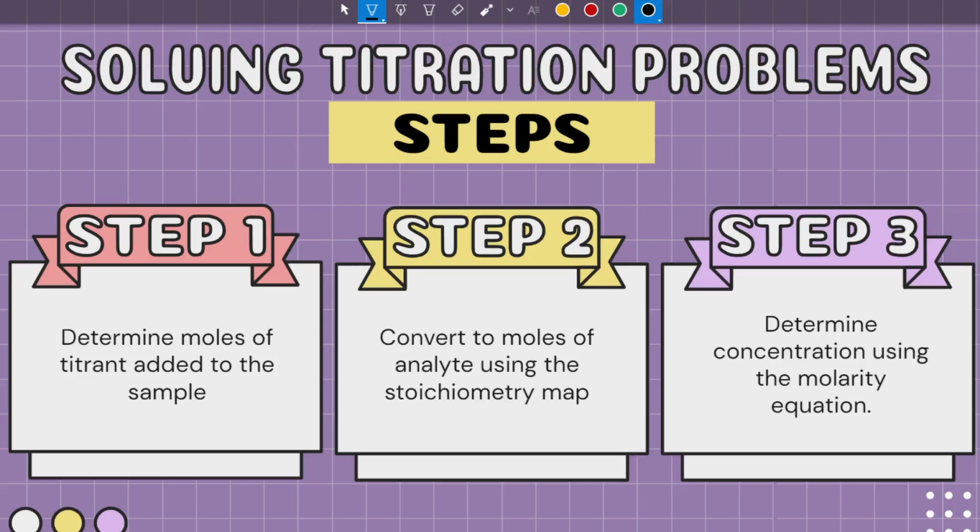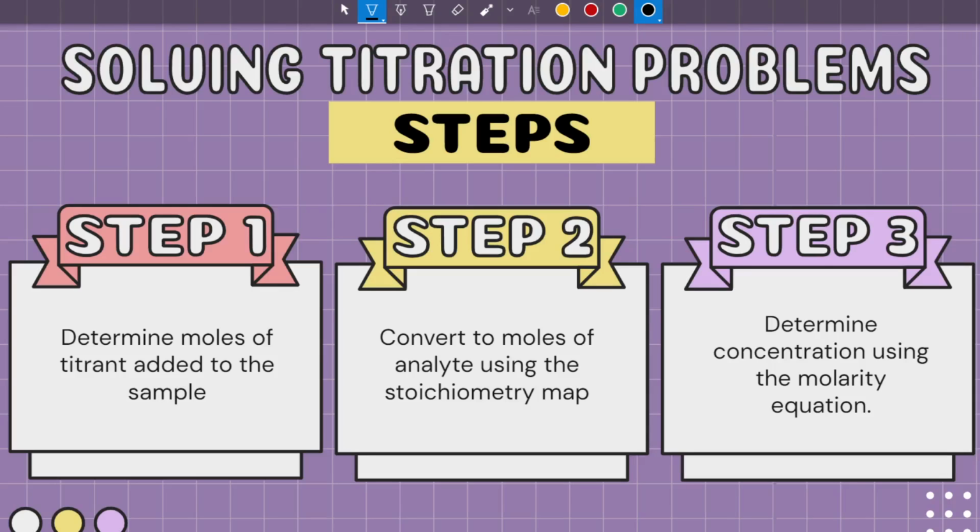Okay, so solving titration problems. These are just examples of what could be given to you for solving titration problems. So, determine the moles of titrant added to your sample, convert to moles of analyte using the stoichiometry map, and then determine the concentration using your molarity equation.